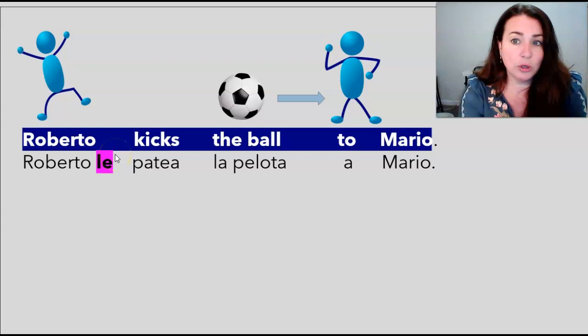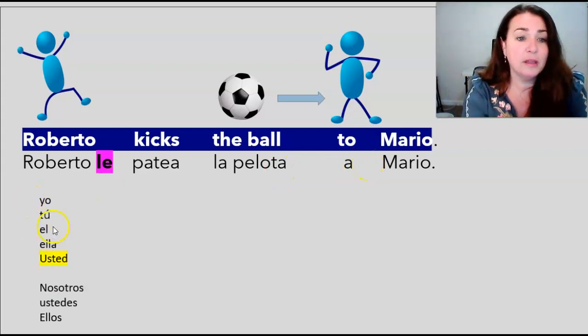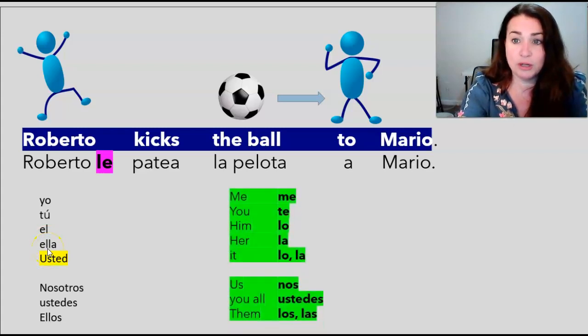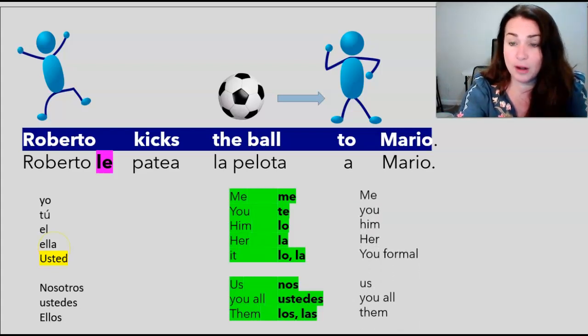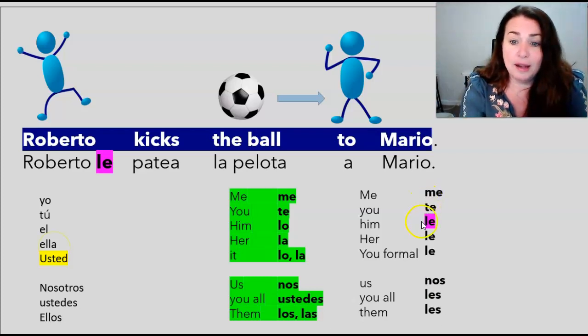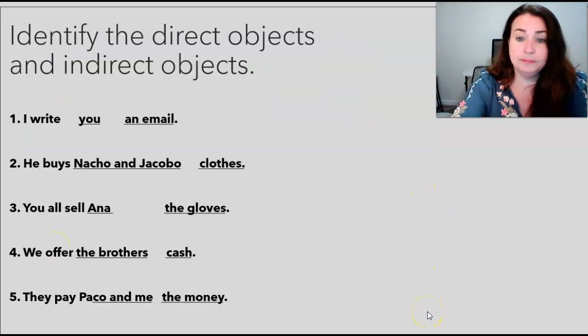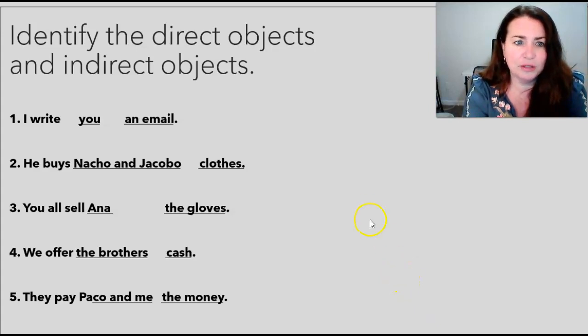Now we are going to either replace or add to the indirect object. So here we have the correct answer. Roberto le patea la pelota a Mario. Let me explain this for a second. Here we have the Spanish 1 subject pronouns that we're used to. Here we have the direct objects that we learned last week, which is like the ball, which is it. Now we have the person receiving the benefit. Now let's kick it over to Spanish. Me, te, le, nos, and les. Let's identify them in English first.